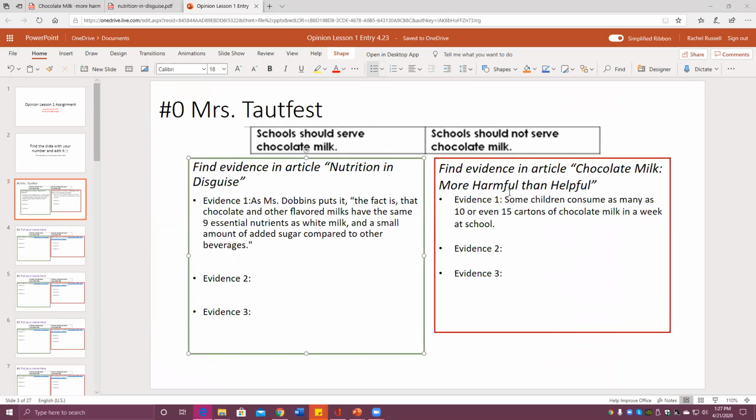And then I looked over at the other article, Chocolate Milk More Harmful Than Helpful. And it said some children consume as many as 10 or even 15 cartons of chocolate milk in a week at school. And that's a piece of evidence that they used to prove why it shouldn't be served in school. So what I want you to do is find 2 more pieces of evidence, see if you can find maybe 2 more than that, and add them to your slides.